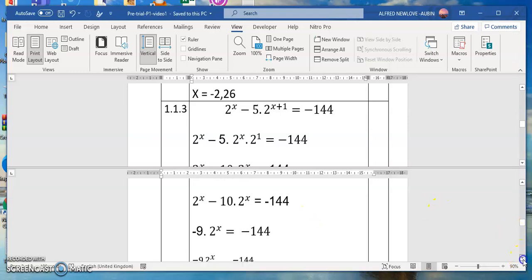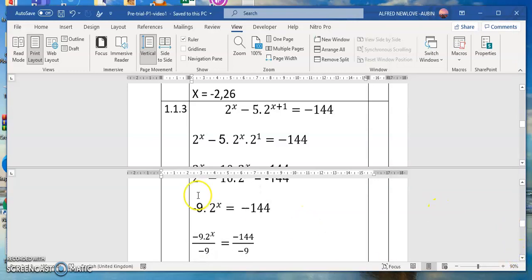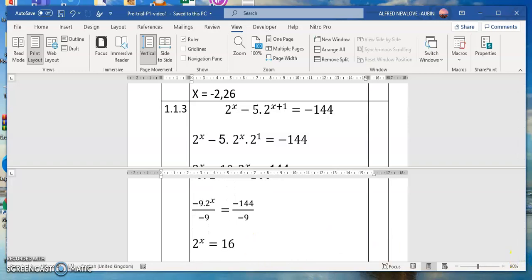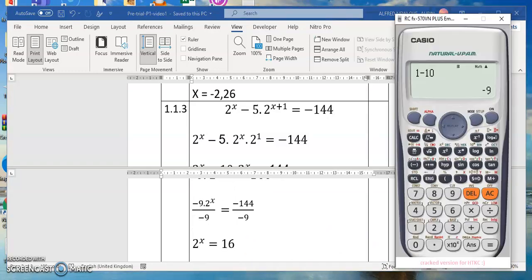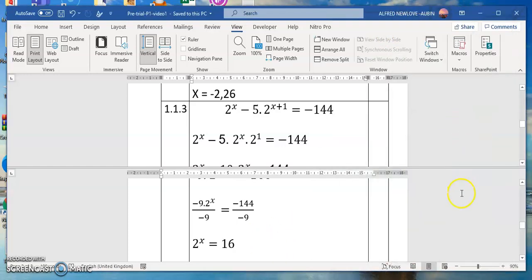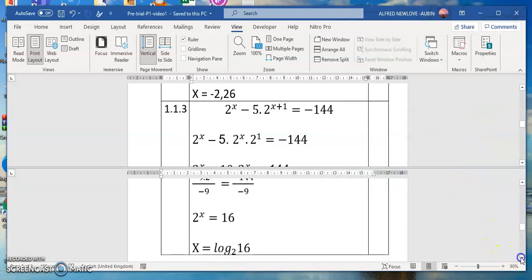Then what are we going to do? We divide both sides by negative 9. If you divide both sides by negative 9, you are going to get 16. How did you get 16? We are going to have minus 144 divided by minus 9, and it's going to give us 16. So easy, no? Okay, we need to get all those marks there.